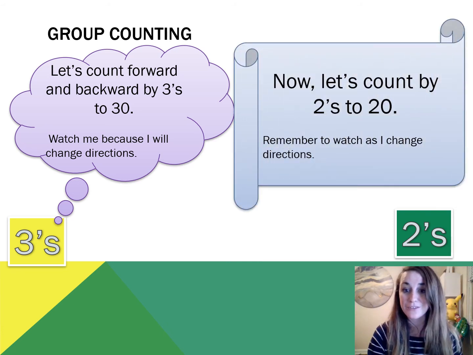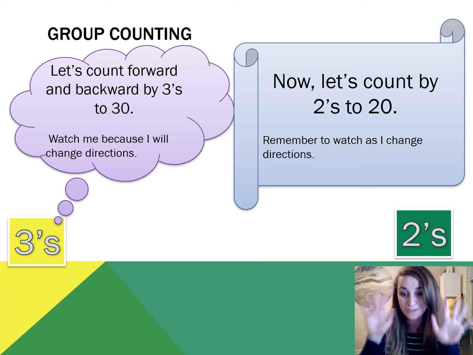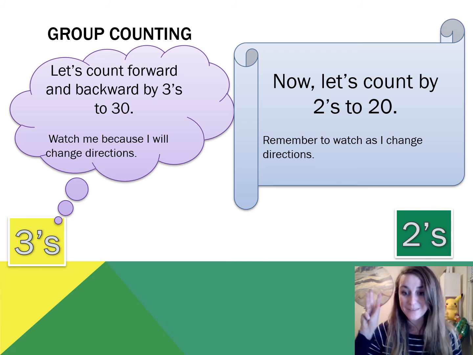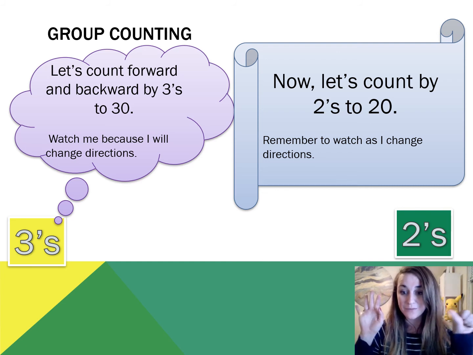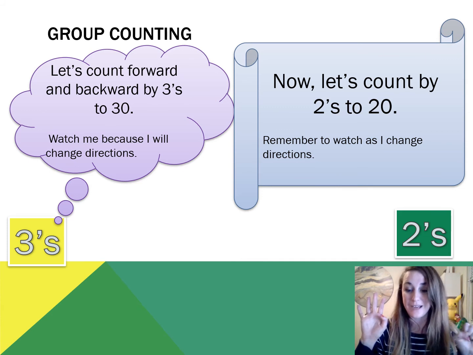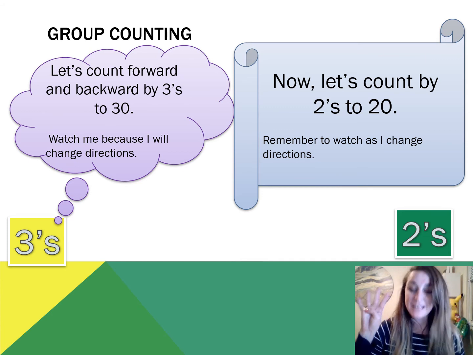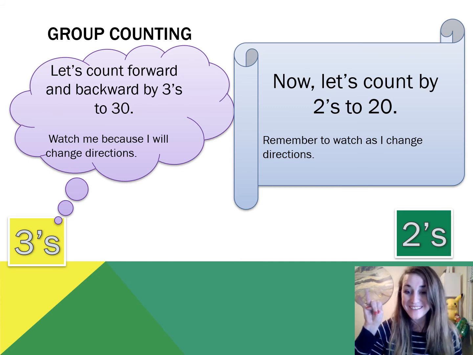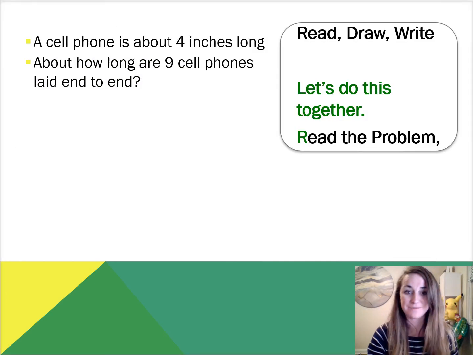Let's count by 2s to 20. Let's go. 2, 4, 6, 8, 10, 12, 14, 16, 18, 20. Bring it down. 20, 18, 16, 14, 12, 10, 8, 6, 4, 2, 0. Great job. Let's keep going.